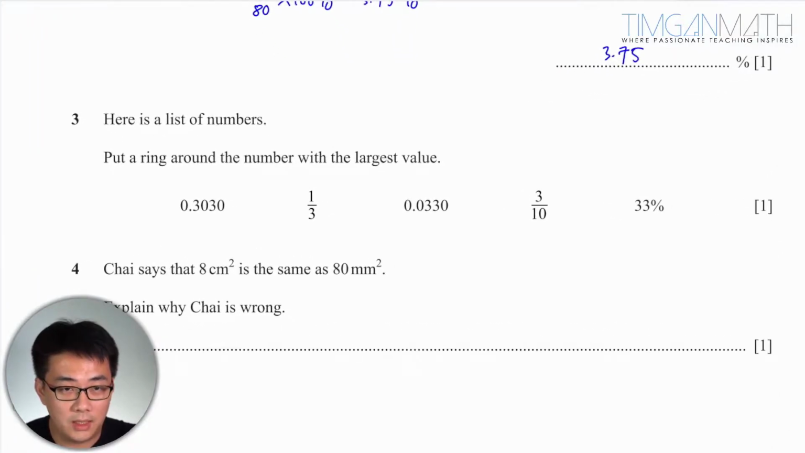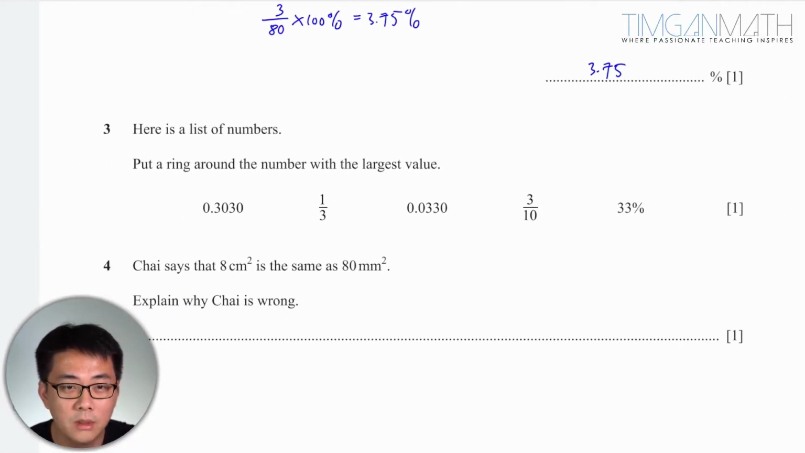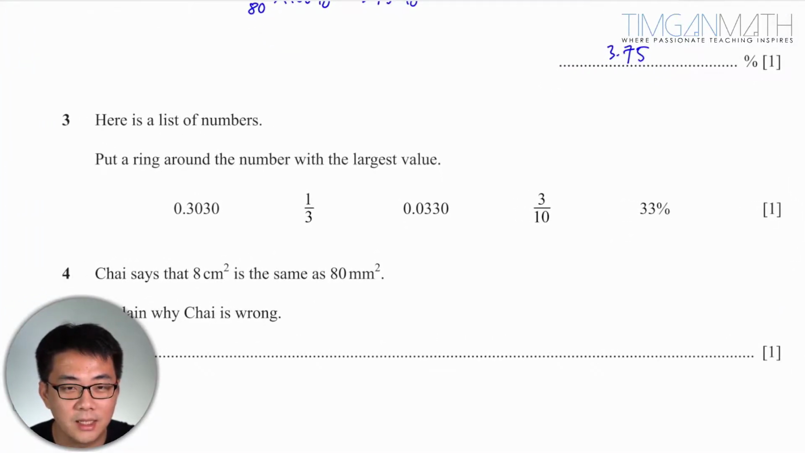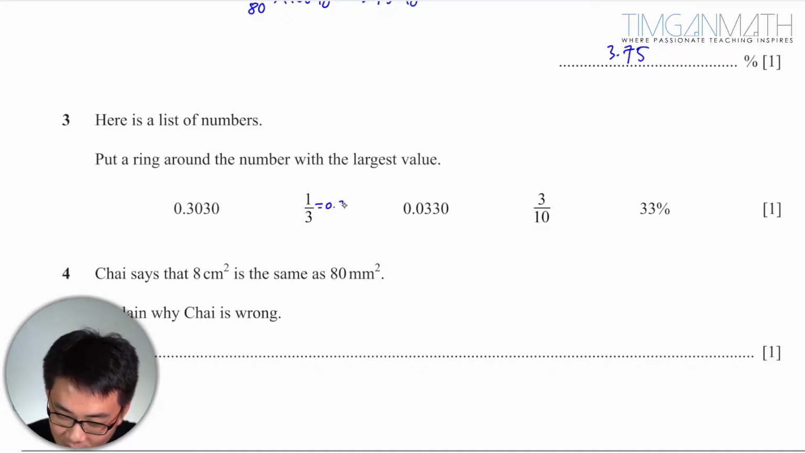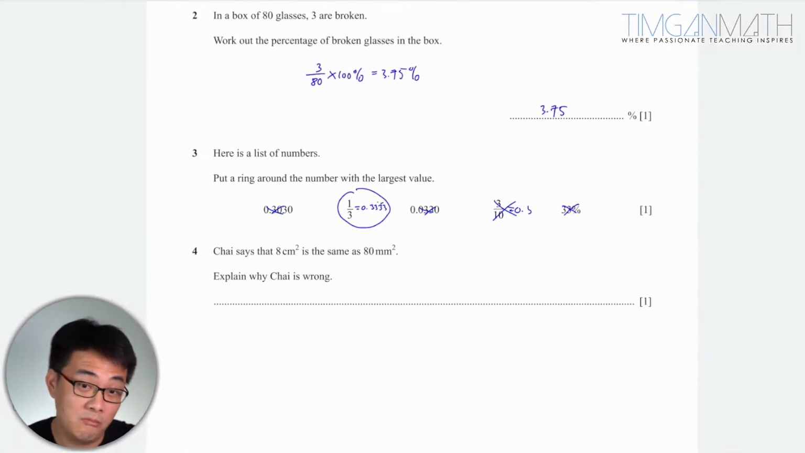So let's look at the third question here, which is: put a ring around the number with the largest value. A ring, okay, this is interesting. I am not too sure, is it just circle it, a ring? This will be 0.3333. So I'm going to just put everything in decimal places. So this is obviously not bigger than this. This is 0.3, so this is obviously not bigger than this. Then this is not bigger. So put a ring here. Good.